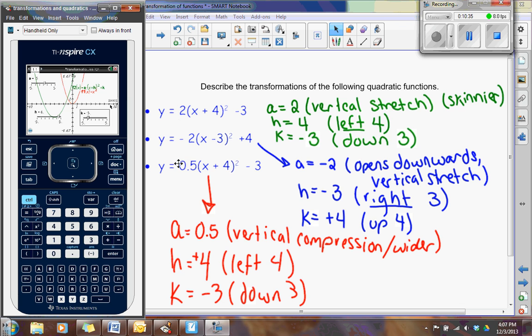Okay, last example, you can see a is 0.5, so we have a vertical compression. This green function is wider than y equals x squared. h is +4, so our function moved left 4. You can see the vertex moved left 4. And k is -3, so our function moved down 3. So you can see our new vertex is at the point -4, -3.